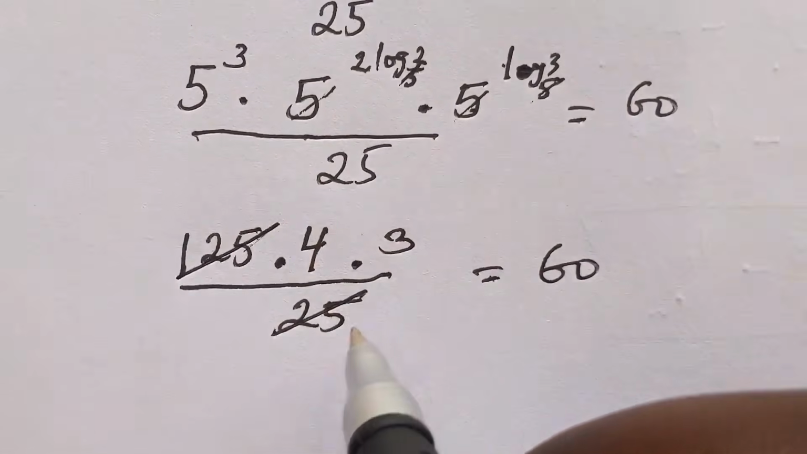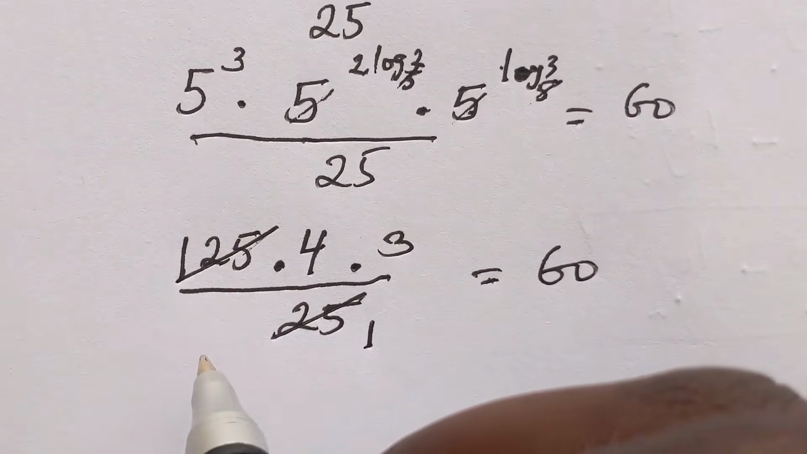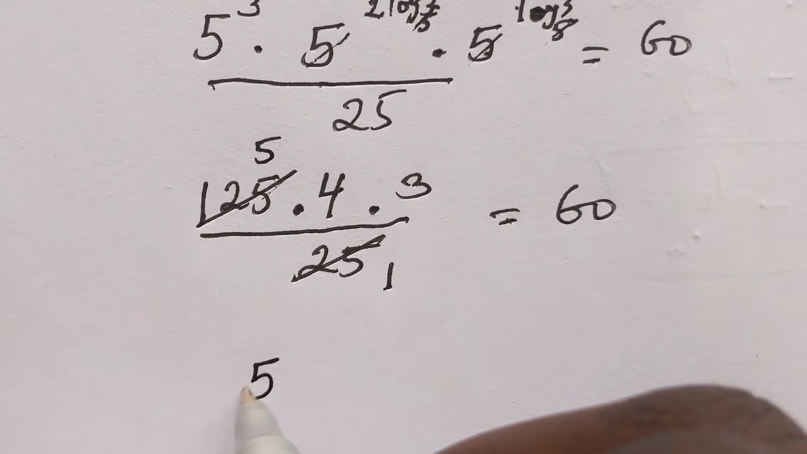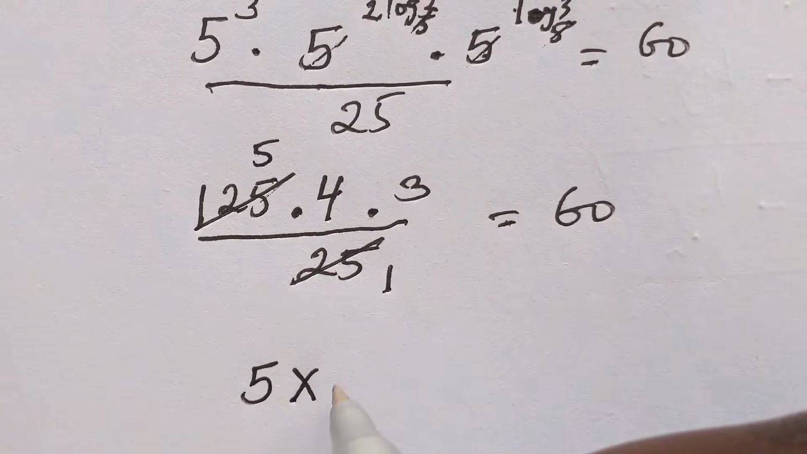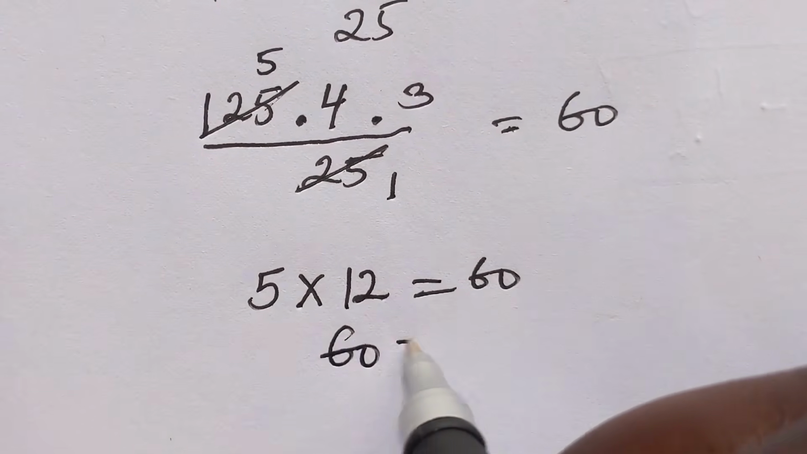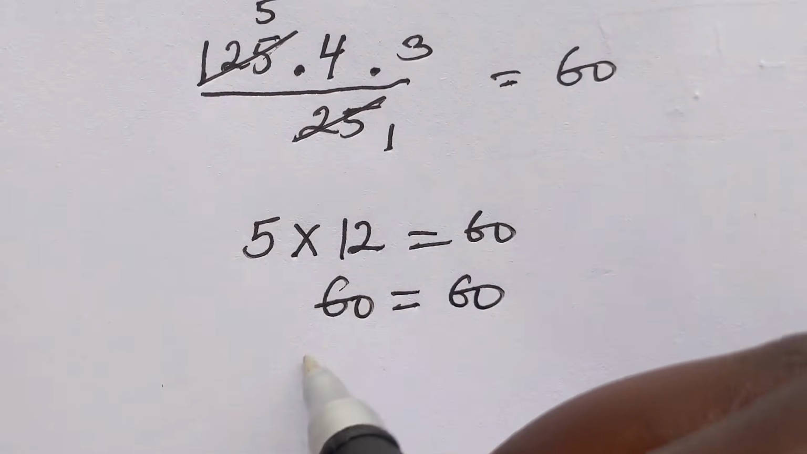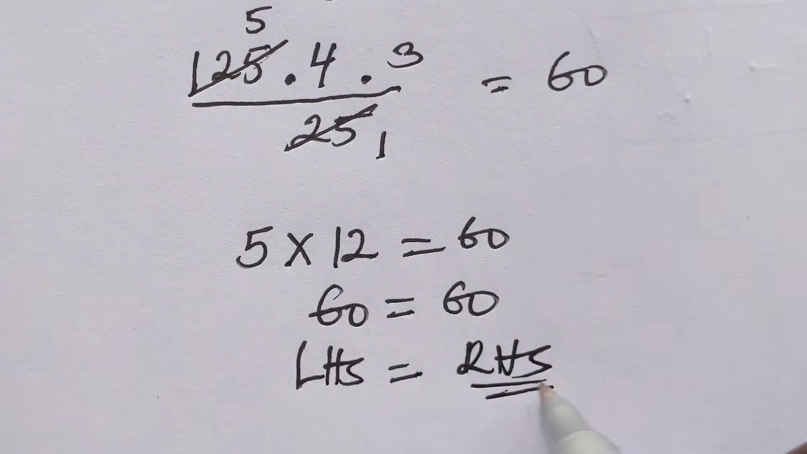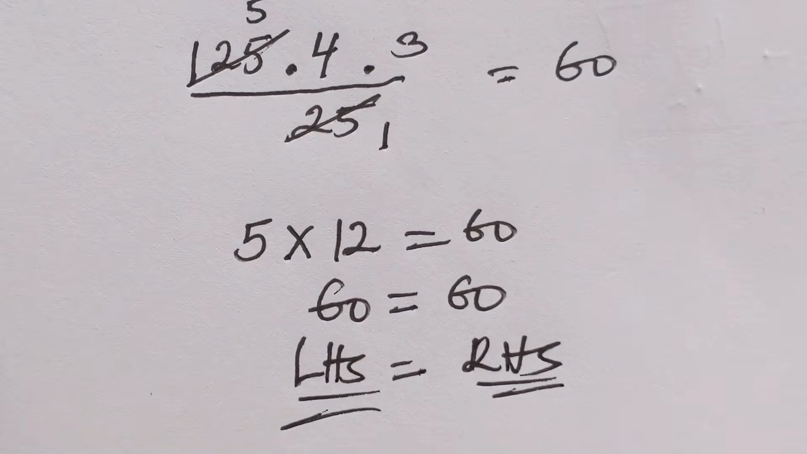This one will be simplified to get 1, and here we get 5, so that we shall get 5 times 4 times 3, which is 12, which equals 60, and 60 will be 60, so left hand side equals right hand side.